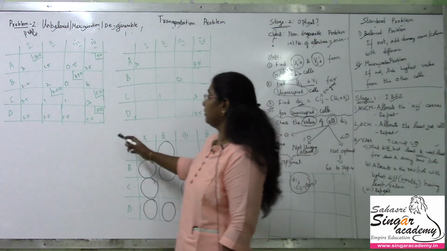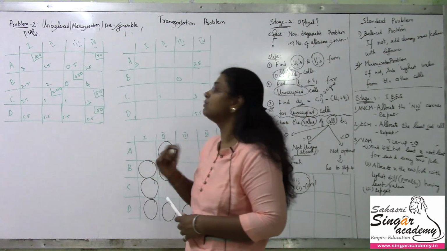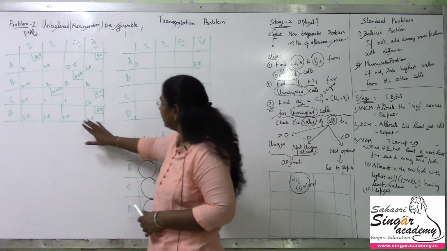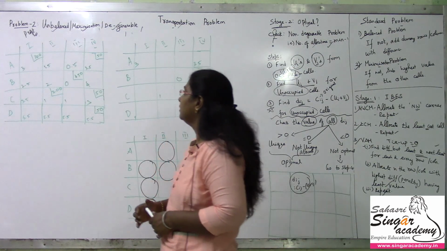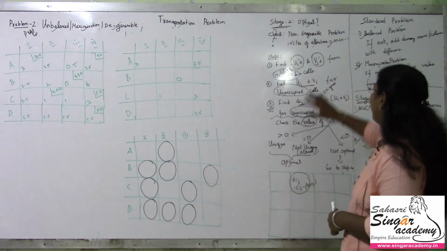Let us continue problem number 2. These are the allocations which were found using the VAM method. So I have just taken the direct table. Now I have to go for checking, that is, stage 2 for optimality.